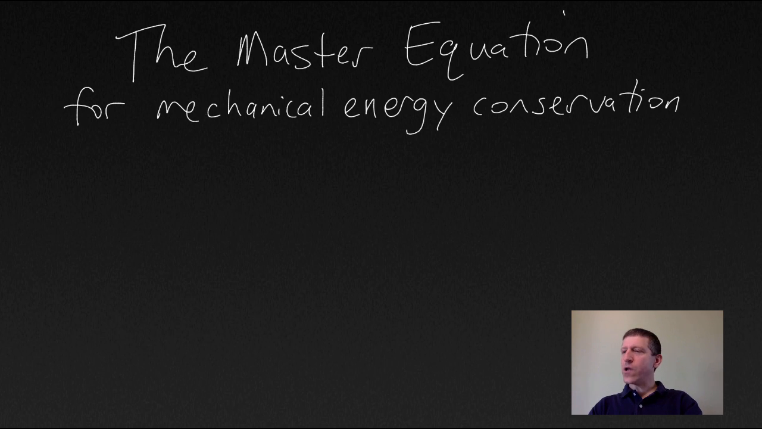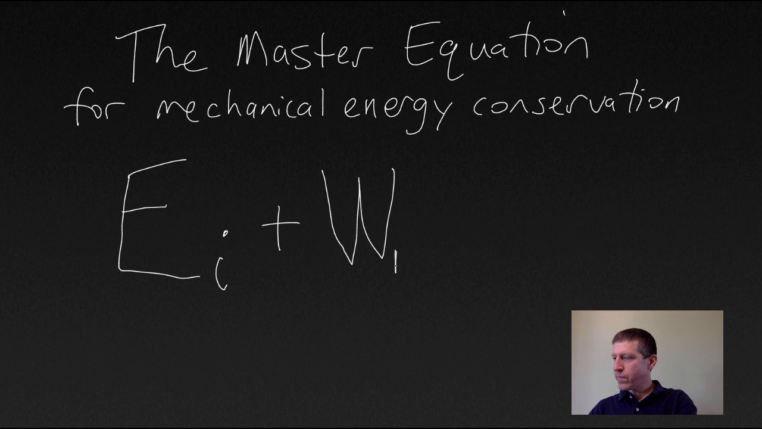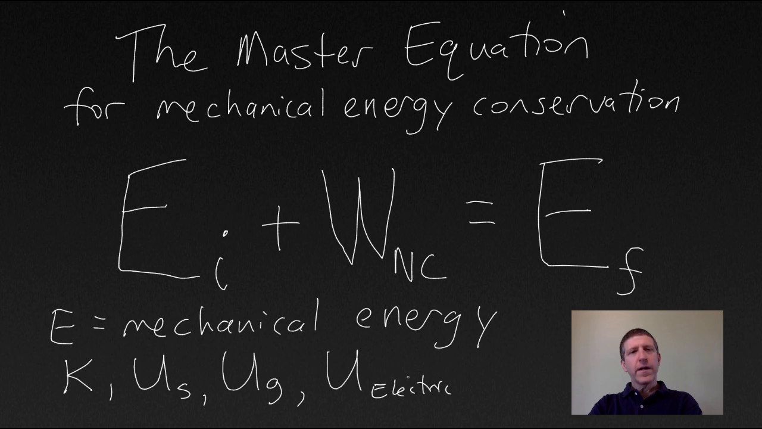The master equation for mechanical energy conservation is E initial plus work non-conservative equals E final. Here, E represents mechanical energy. Not all energy, but mechanical energy.